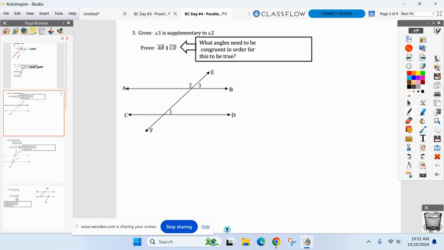Number 3. How do I get AB parallel to CD? What am I going to need here, Kira? Congruent to 3? What type of angles? Whoa. Here, okay, somebody did that in second period too. Linear pairs don't make parallel lines.